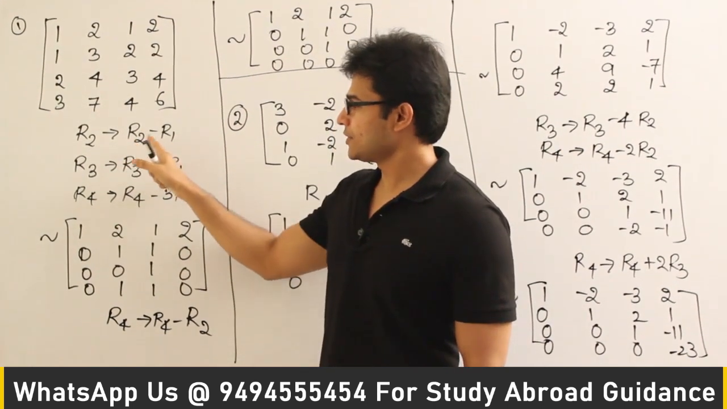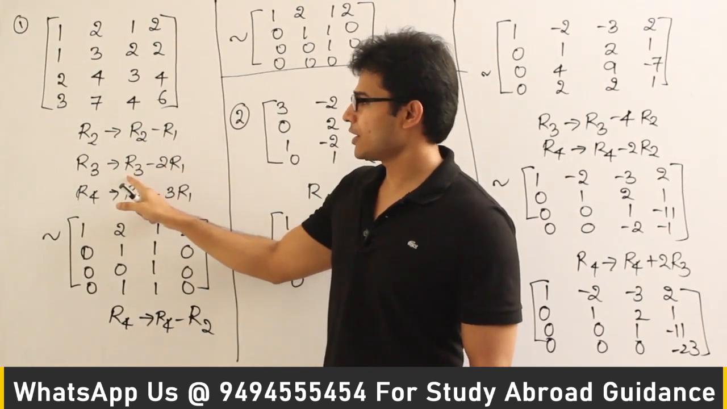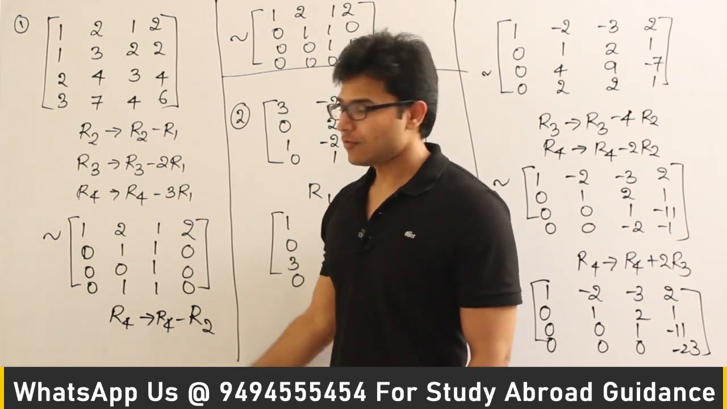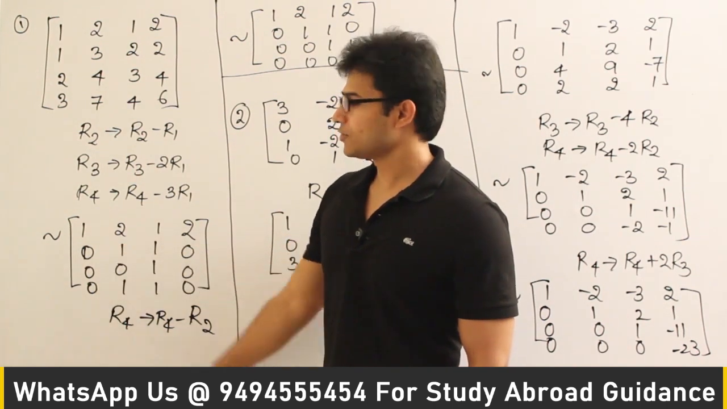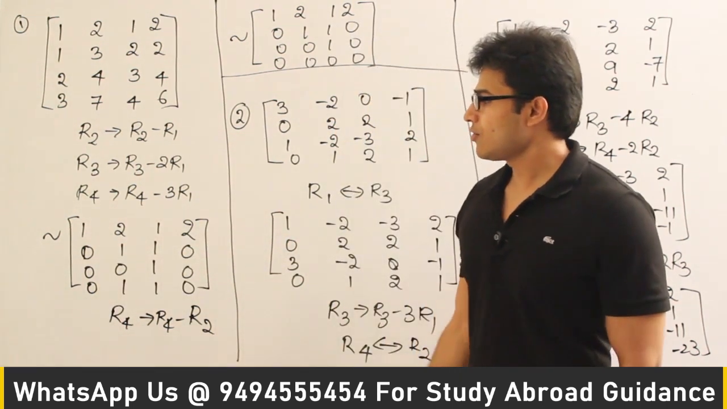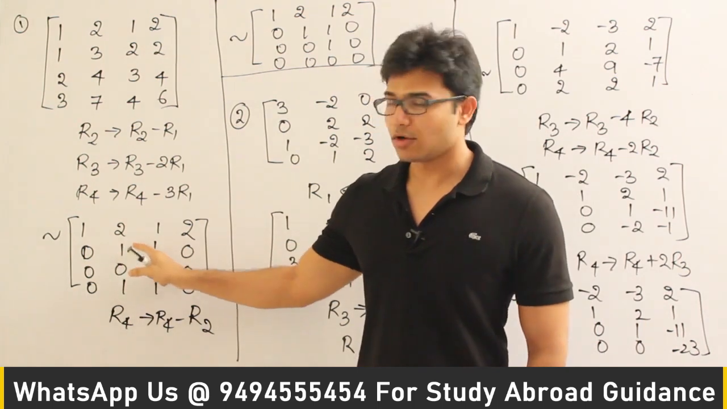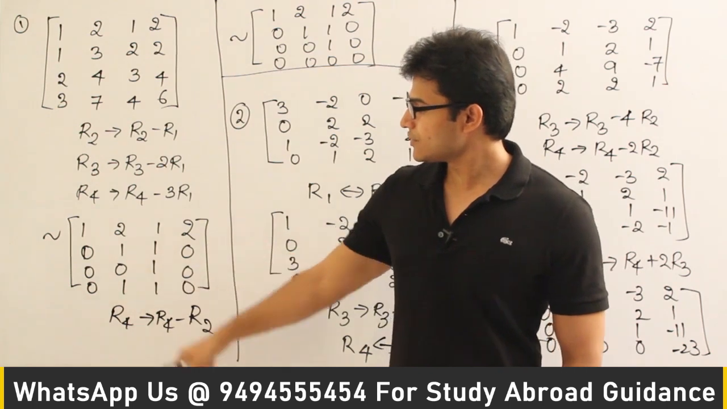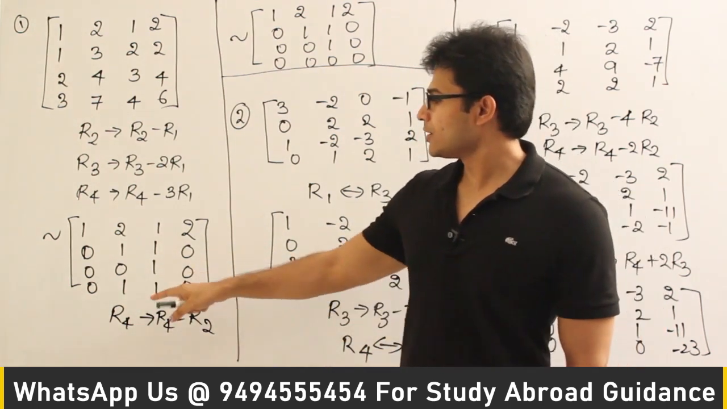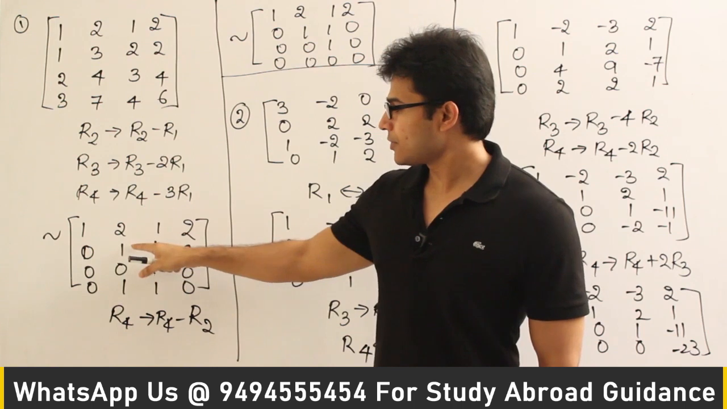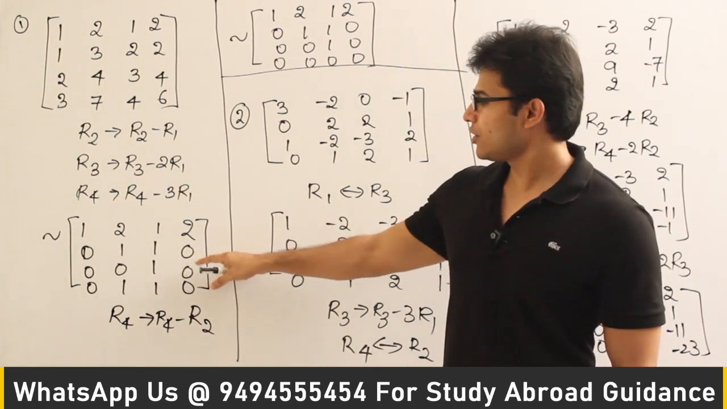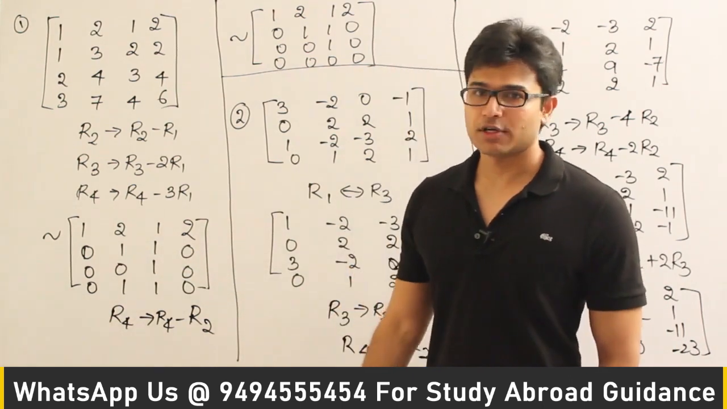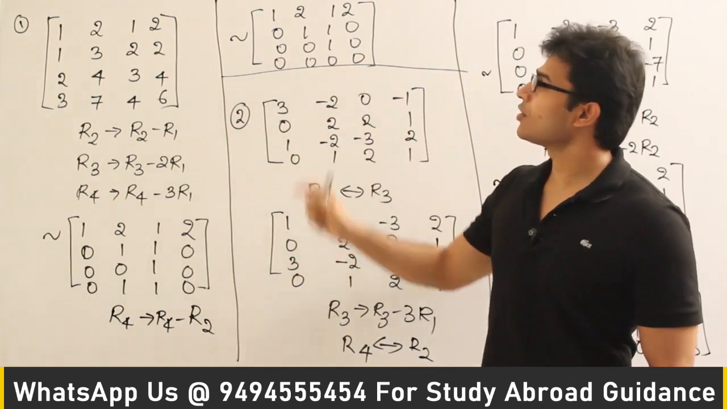For that reason, I am just subtracting from R2 R1, and from R3 2 into R1, and from R4 3 into R1. If I do that, I am going to get all 3 zeros here. Got it? And now using this element, since it is already 1, you can make all these elements zeros, right? So what I did is, from R4 I am subtracting R2. Anyway, R2 and R4 are identical if you observe it. 0 1 1 0 and 0 1 1 0, right? Therefore you get all zeros here. Yes, we got all zeros here.